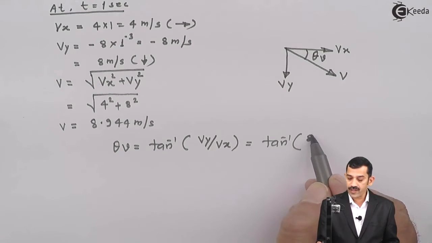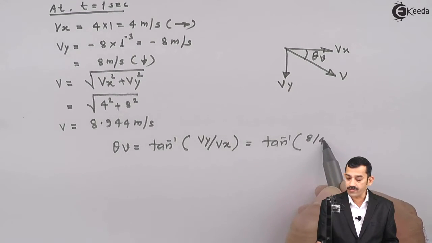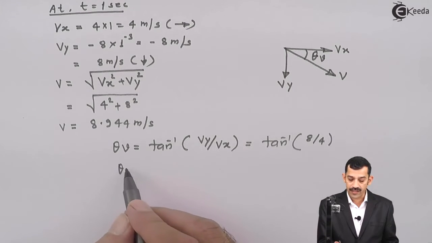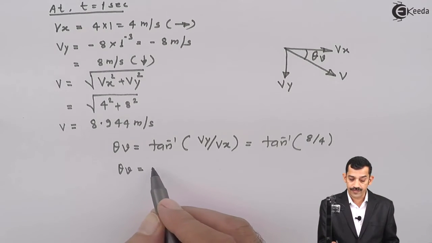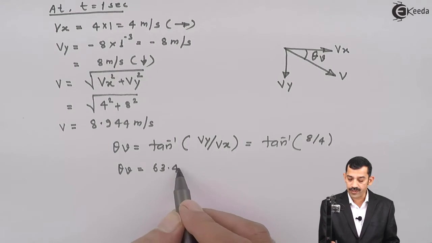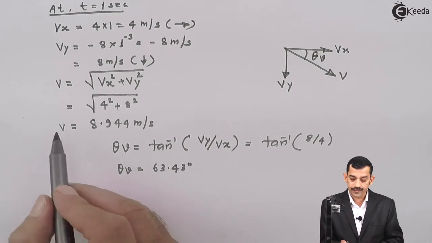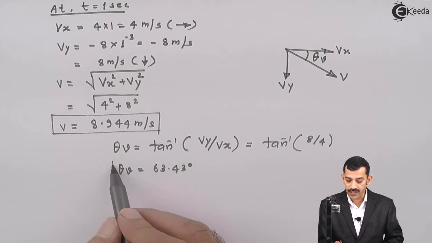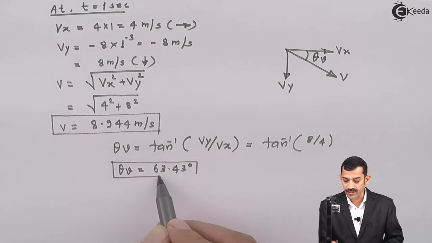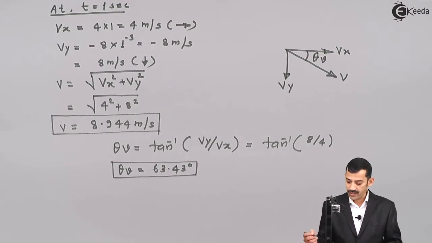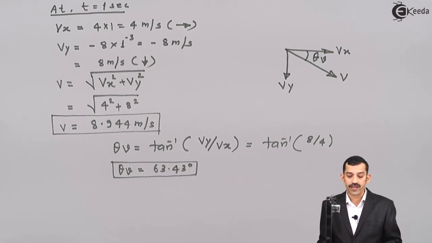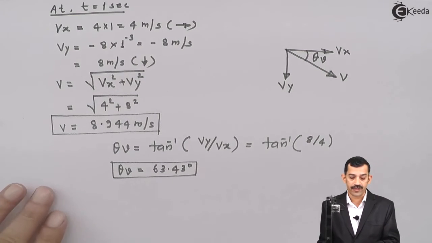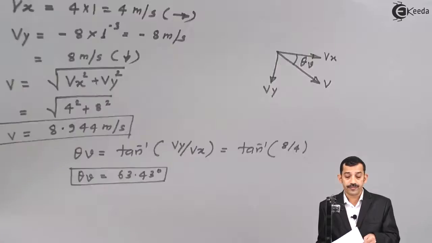Vy is 8 and Vx is 4 meters per second. From this, angle theta v comes out to be tan inverse of 8 by 4, which is 63.43. Now you are getting the resultant velocity 8.944, and angle theta v 63.43. This is at 1 second. Similarly, at 1 second again we will find out ax and ay, the resultant acceleration and its inclination. Let's see on the next page.